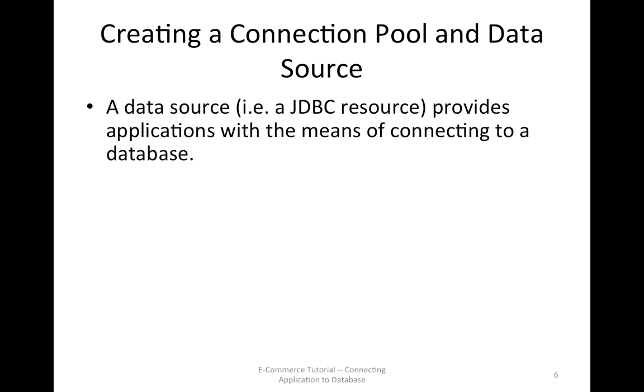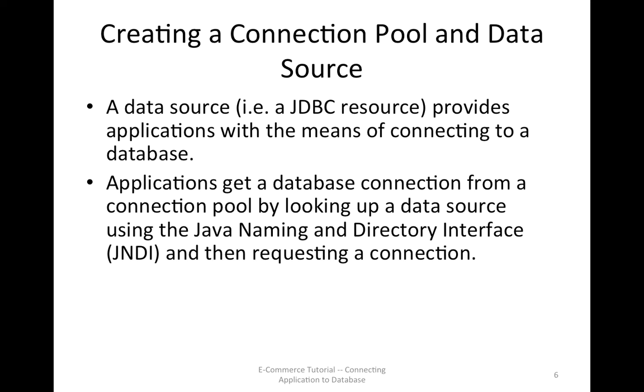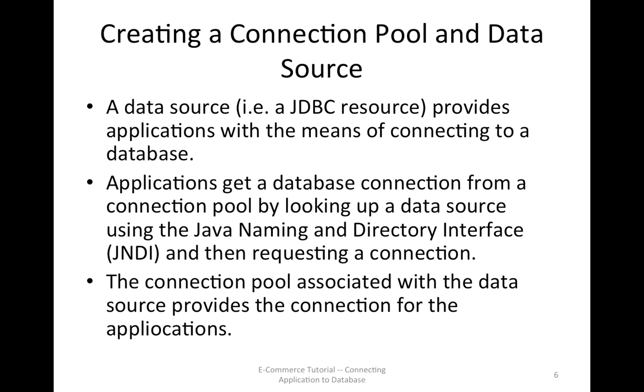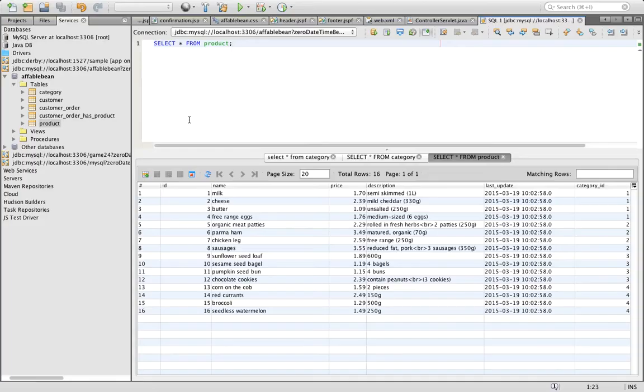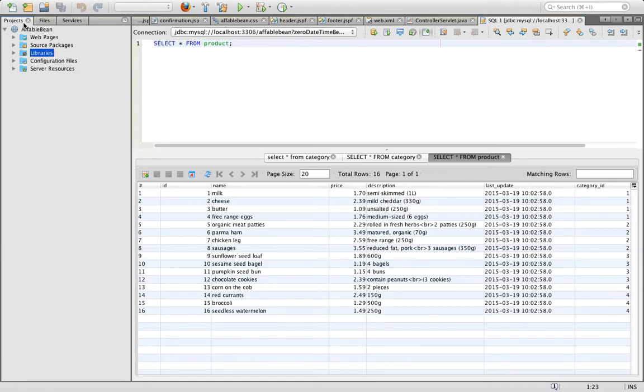The second concept is a data source. A data source, also called a JDBC resource, provides applications with the means of connecting to a database. Applications get a database connection from a connection pool by looking up a data source using the Java Naming and Directory Interface, which is JNDI, and then requesting a connection. The connection pool associated with the data source provides the connection for the application. Let's do our second task, creating the connection pool and the data source.